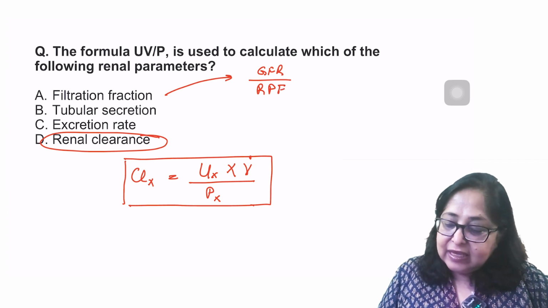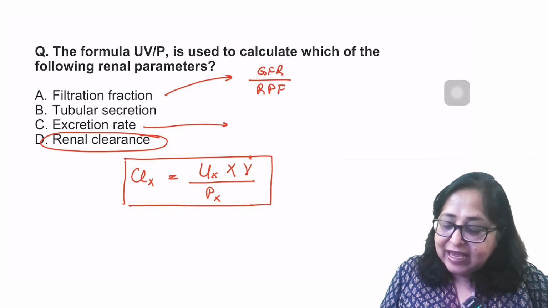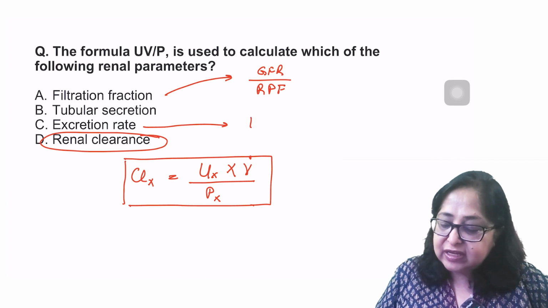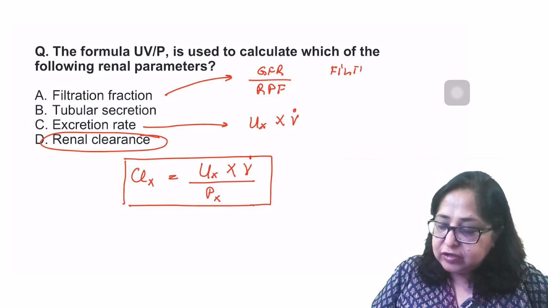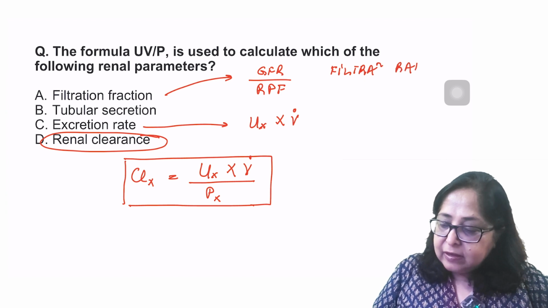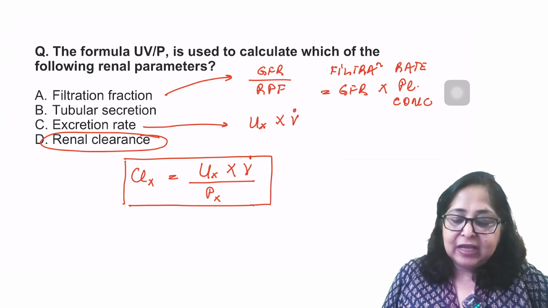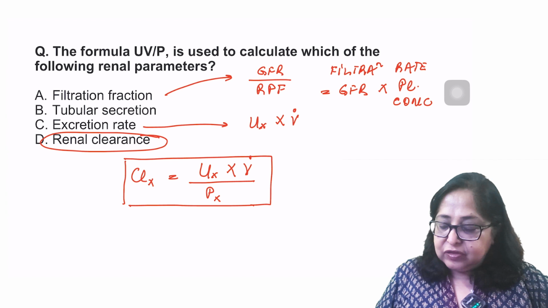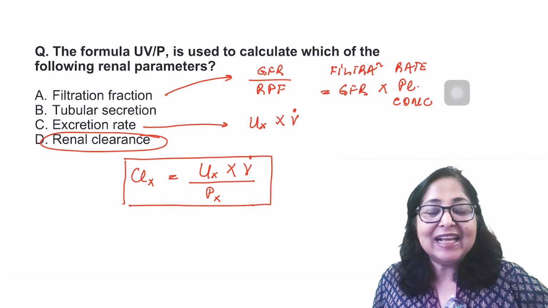How do you calculate the excretion rate? Excretion rate is urinary concentration of X into rate of urine flow. How do you calculate the filtration rate? That is GFR into plasma concentration of that substance. So this formula UV by P is for the renal clearance.